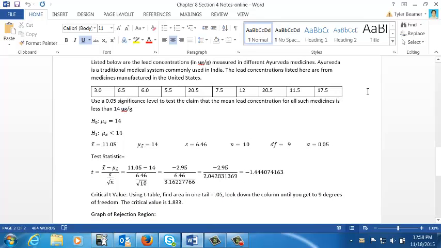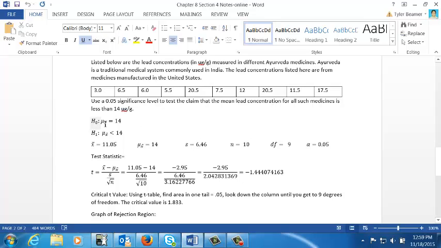Okay, so listed below are the lead concentrations measured in different Ayurveda medicines, which I probably did not pronounce correctly. Ayurveda is a traditional medical system commonly used in India. The lead concentrations listed here are from medicines manufactured in the United States. Use a 0.05 significance level to test the claim that the mean lead concentration for all such medicines is less than 14 grams.